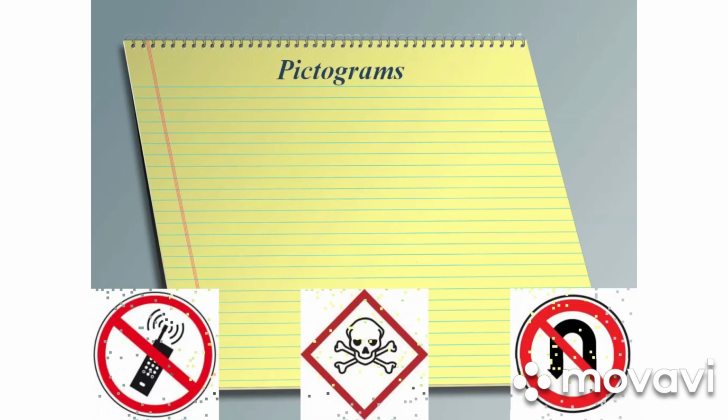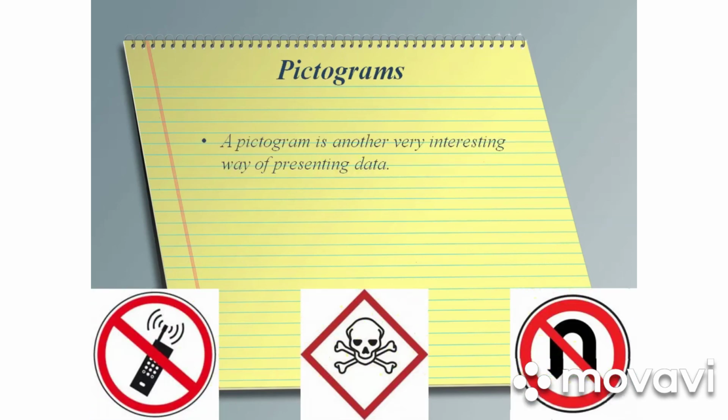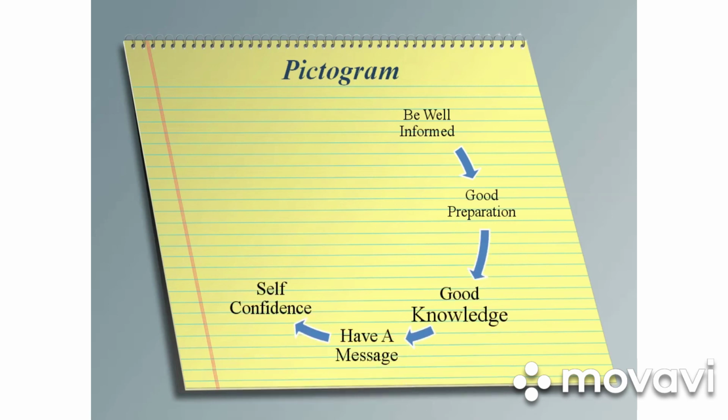And next, pictograms. A pictogram is another interesting way of presenting data. Pictures are used in place of words or figures. For instance, we can have a glance: be well informed, good preparation, good knowledge, have a message, self-confidence, sincerity, believe in what you present. This is about the presentation circle, a kind of pictogram. This is about information transfer.